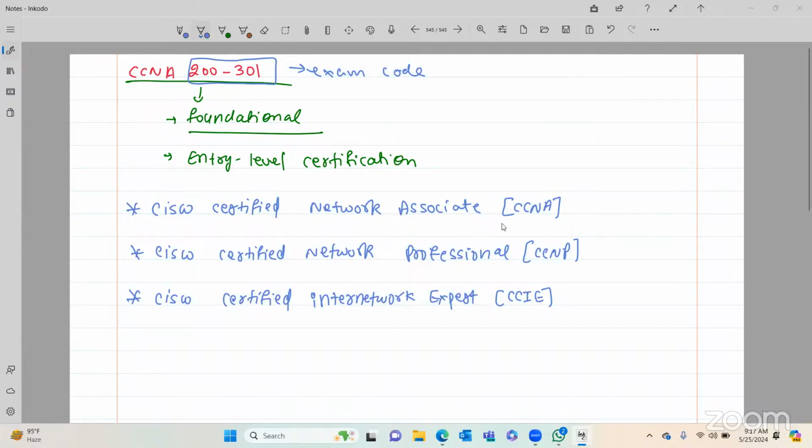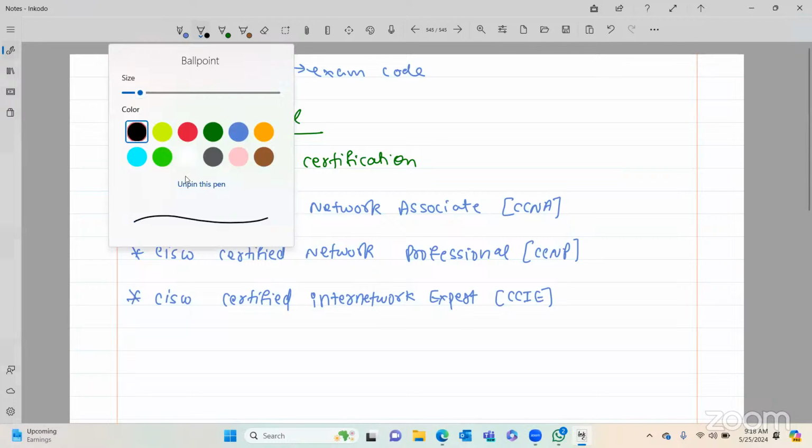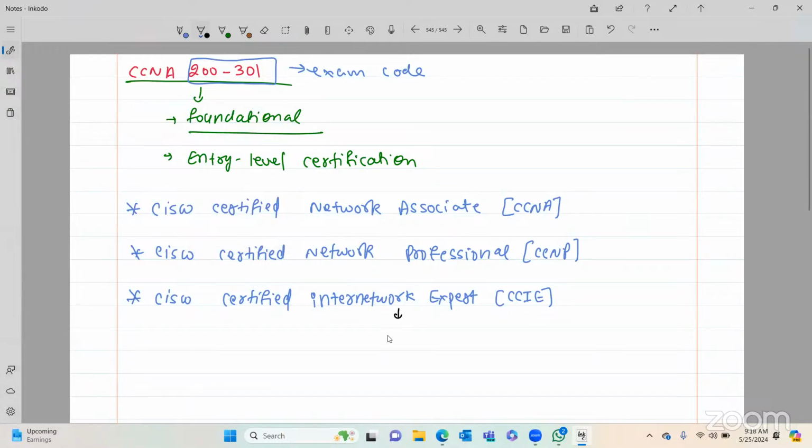Okay, guys. So Cisco Certified Network Associate, CCNA, CCNP, and CCIE. So 3 levels of certifications. Now, if you crack the CCIE exam, then you get a CCIE number. It is also known as a magic number for network engineers.